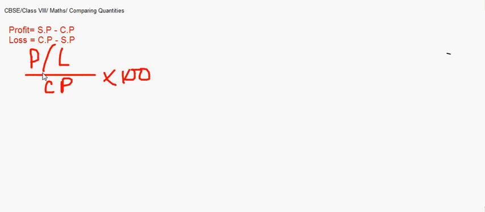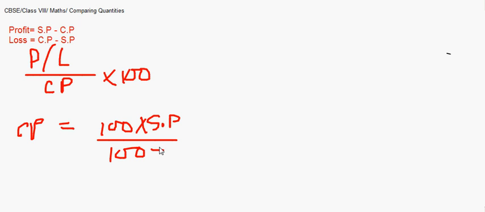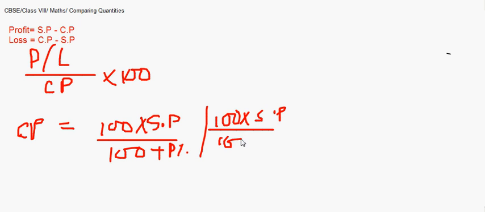On the other hand, if you are asked to find the cost price, you can find cost price by 100 into selling price by 100 plus profit in percentage. Selling price will be cost price plus profit. So you first find what is the profit in value, and then you add it to the cost price, that will give you the selling price. But this is a reverse calculation, so it is 100 into SP by 100 plus profit percentage, or 100 minus in case of loss. I can write here, it will be like 100 into selling price by 100 minus loss in case of a loss. We've already noted down the formula.